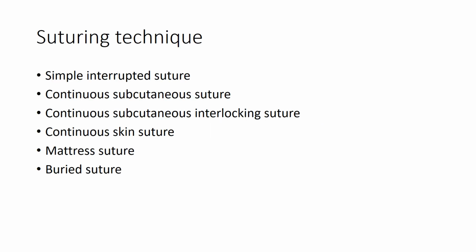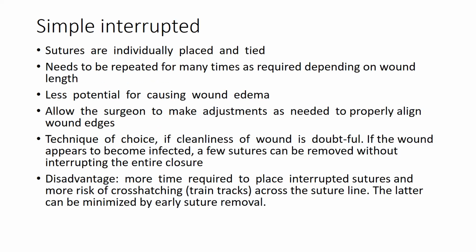Now, let's look at the suturing technique. There are a number of suturing techniques that we should know. One, the most commonly used, is the simple interrupted suture. Then we have continuous subcutaneous suture, continuous subcutaneous interlocking suture, continuous skin suture, mattress suture, and buried suture. Okay. Simple interrupted suture: this is where the sutures are individually placed and tied.